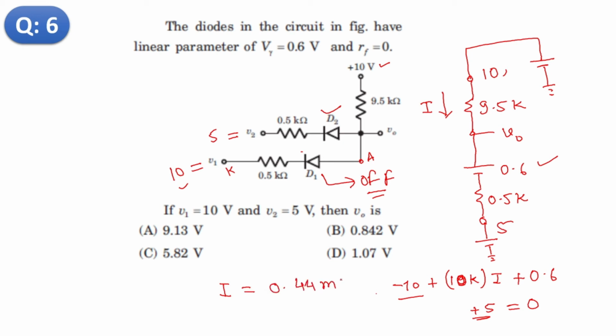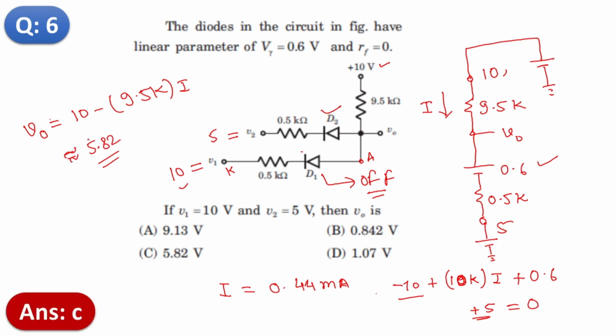I is equal to 0.44 milliampere. Similarly, as in the previous case, we calculate VO, so VO is 10 minus 9.5k into I, where I is 0.44 milliampere, so it will be nearly equal to 5.82. So the correct answer is C.